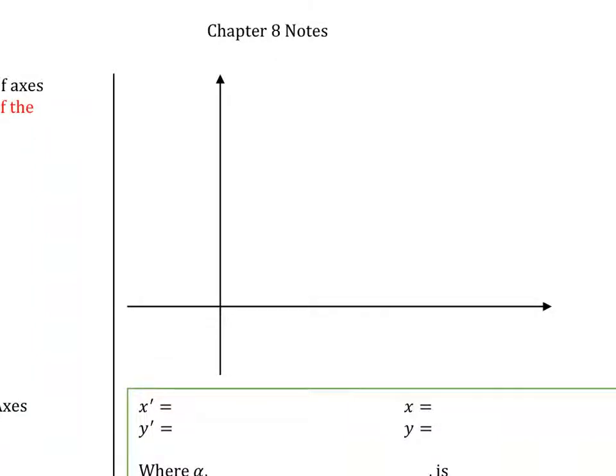Okay, so we are on page 14. As promised yesterday, we are going to rotate the axis. Yesterday we basically moved the axis around left and right, up and down, still kind of in a rectangular fashion. Today we are going to rotate.